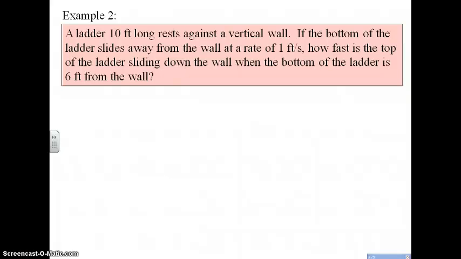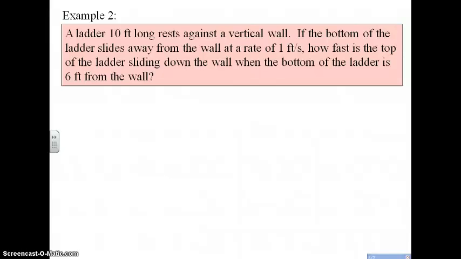A ladder 10 foot long rests against a vertical wall. If the bottom of the ladder slides away from the wall at a rate of 1 foot per second, how fast is the top of the ladder sliding down the wall when the bottom of the ladder is 6 feet from the wall? Well, let's start to talk about process for solving related rates problems.